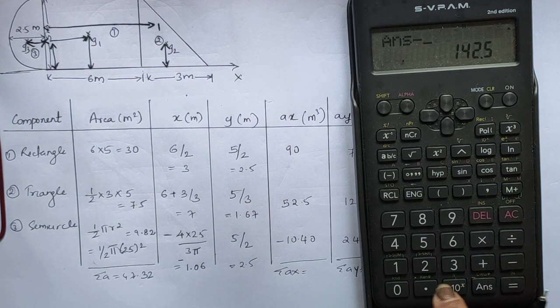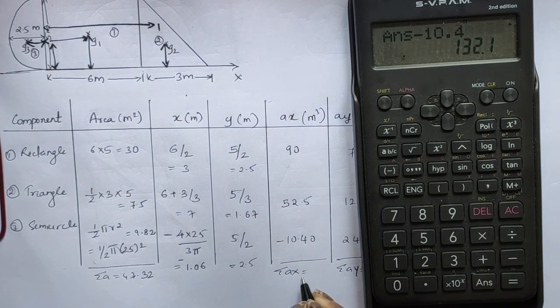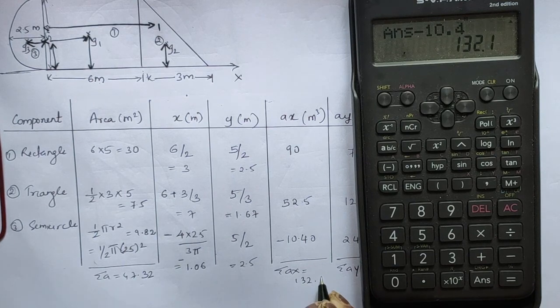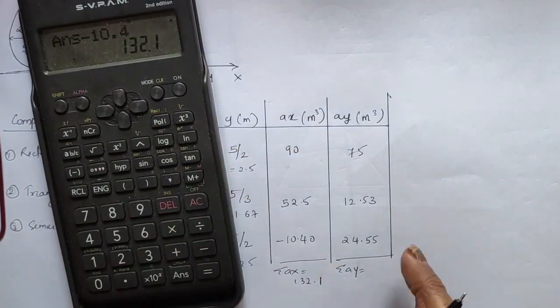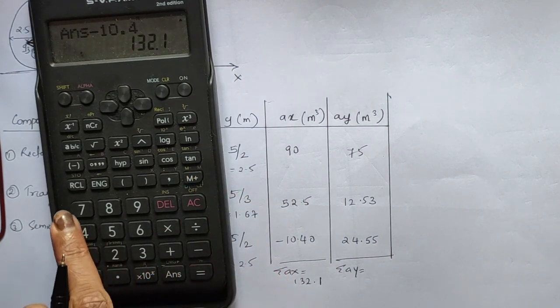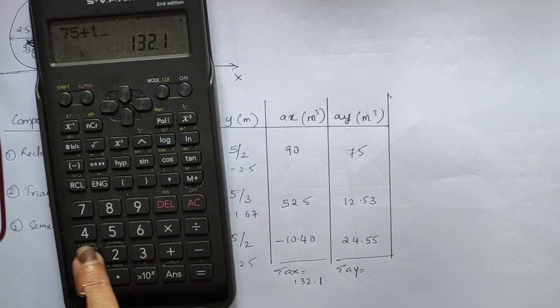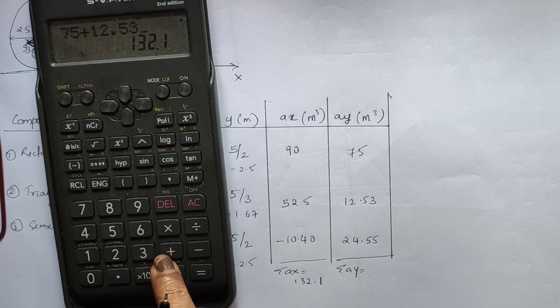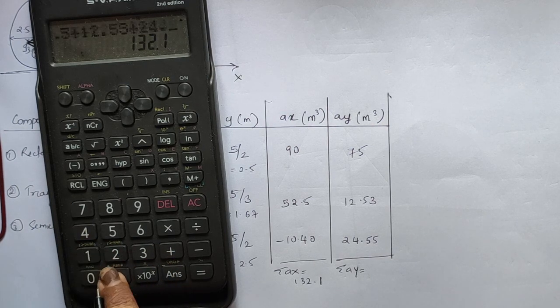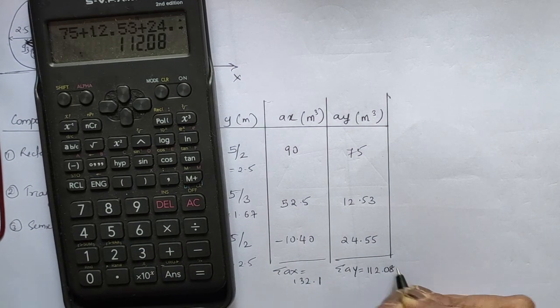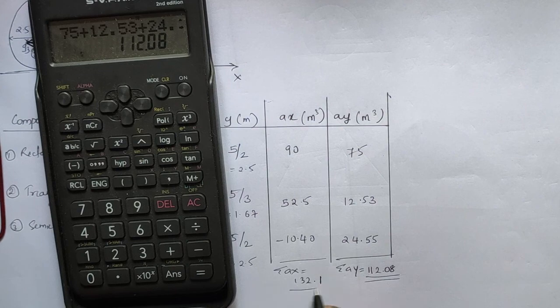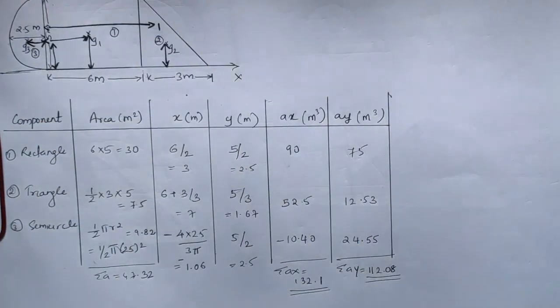Now sigma Ax I'll be doing 90 plus 52.5. You find out first, minus 10.4, correct? Yeah, minus 10.4, that is 132.1. I hope you can see. Yeah, now last one we have this 75 plus 12.53 plus 24.55. Okay, that is 112.08. So you got the answer for sigma Ax, sigma Ay and sigma A.